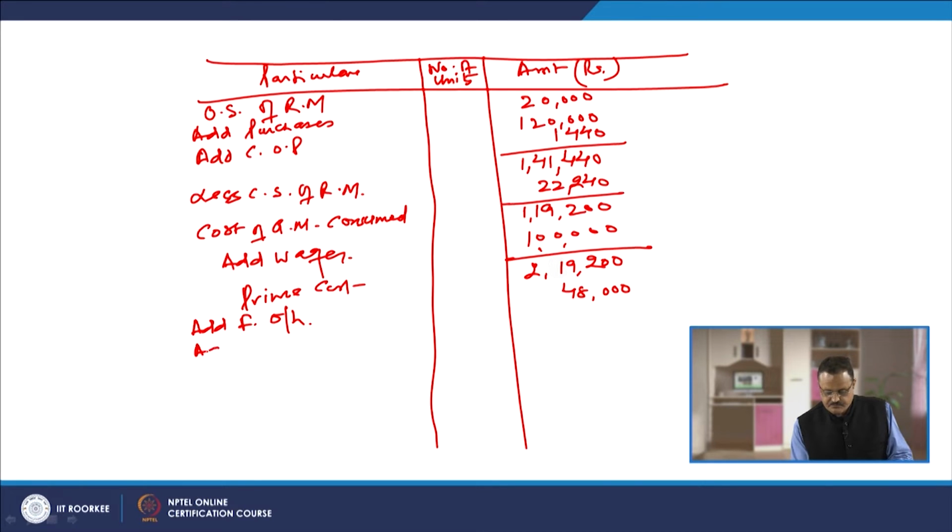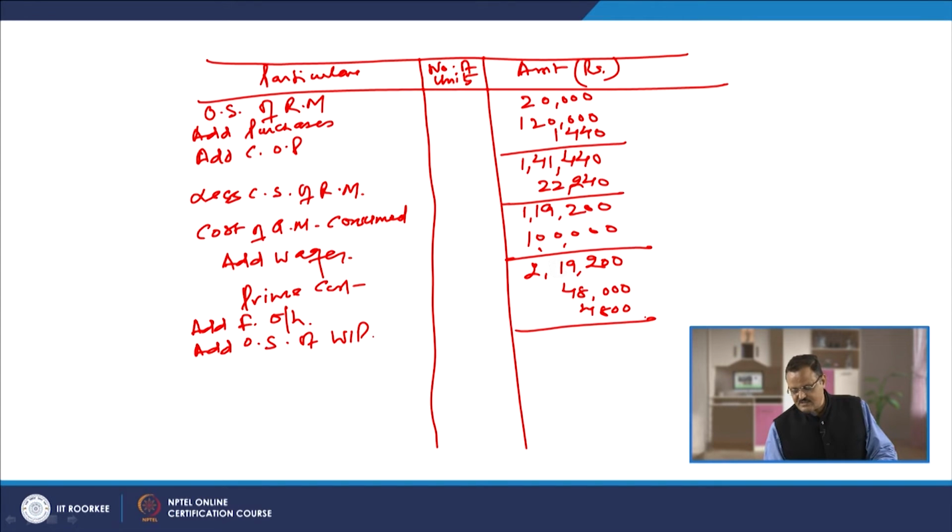Add opening stock of WIP. Opening stock of WIP given to us is how much? This is 4,800 rupees worth. So this becomes the total amount, and the final amount will come out as 2,72,000 rupees.